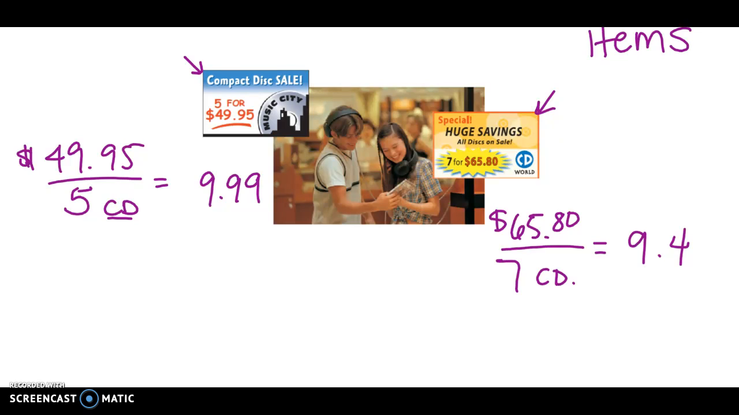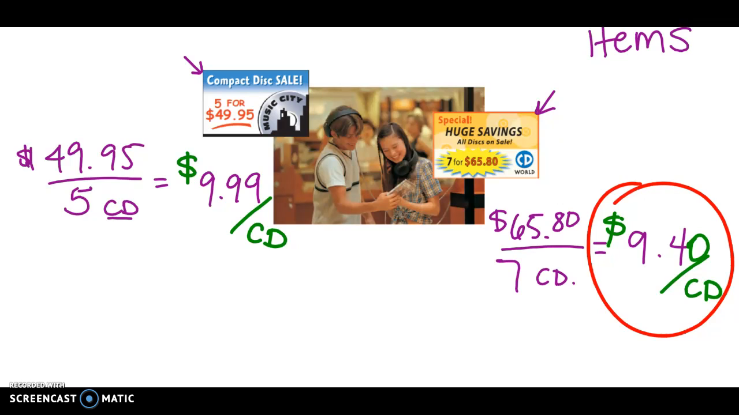When I divide it over here at Music City, I should label this as $9.99 per CD. So you can either write per or draw the slash. And over here, I got $9.4 per CD. But nobody would write money like that, so I should probably add a 0 there, $9.40 per CD. So when you compare them, you can see that they're cheaper here. They're 55 cents cheaper if I go to CD World. So that's what it means to pick a better buy, pick the cheaper option.